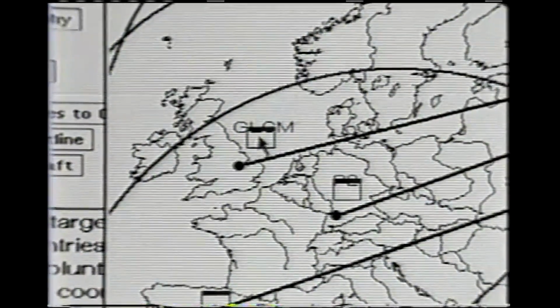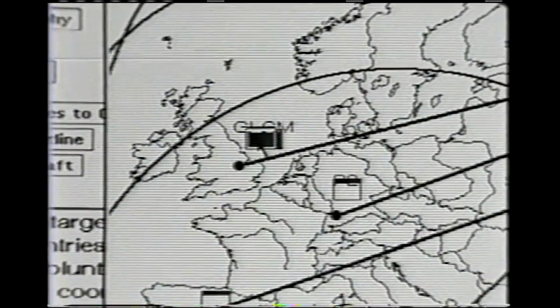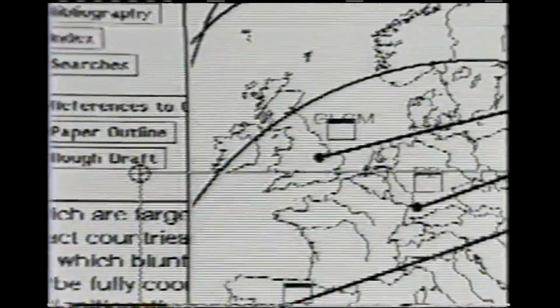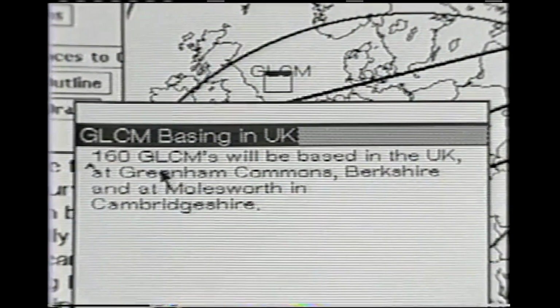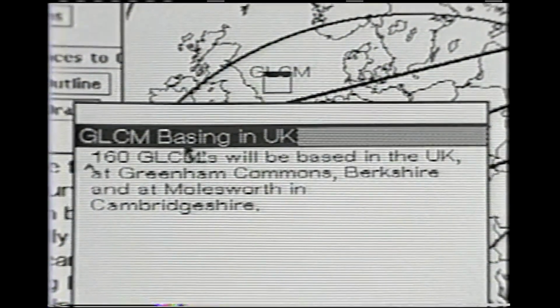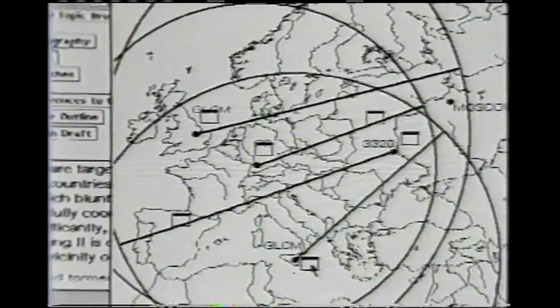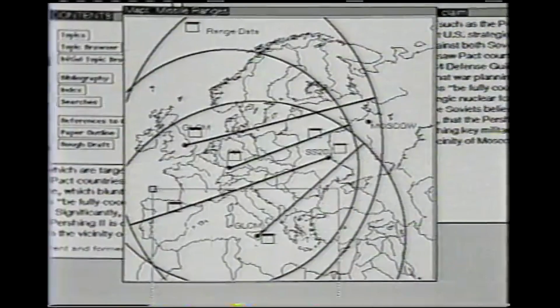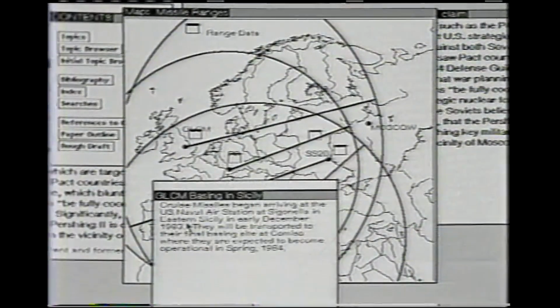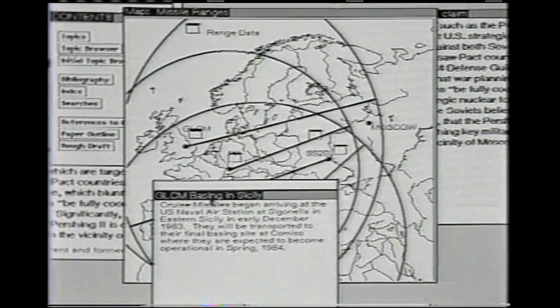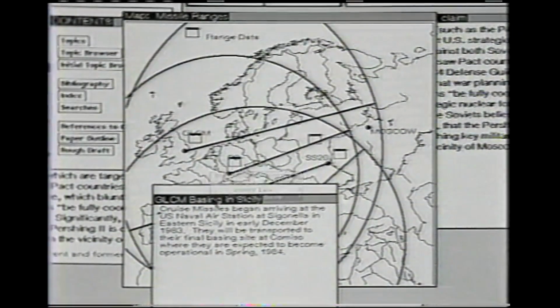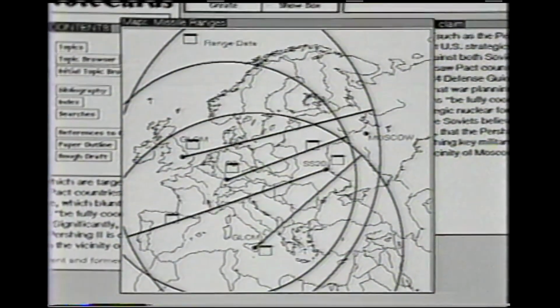For example, if I point to the link icon here near Britain, it will retrieve the note card that contains information about the 160 GLCMs based in the United Kingdom. Similarly, if I go over here near Sicily and point to the link icon near Sicily, I'll retrieve the note card referring to the GLCMs based in Sicily. So I've been able to lay out link icons spatially on the map.